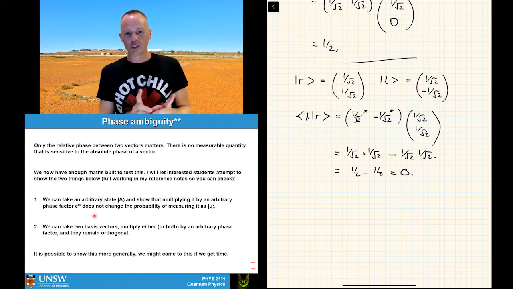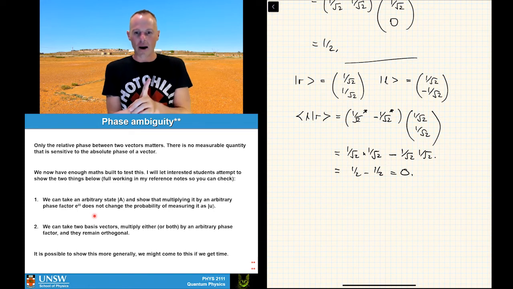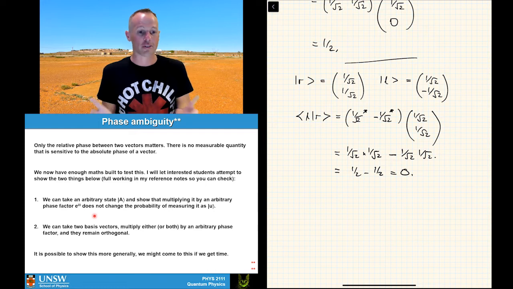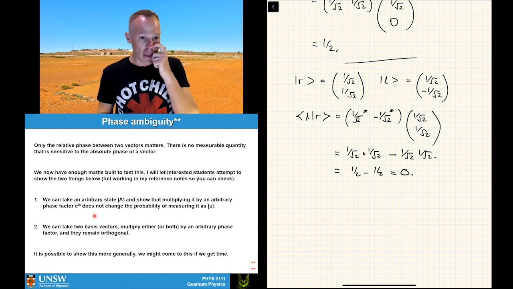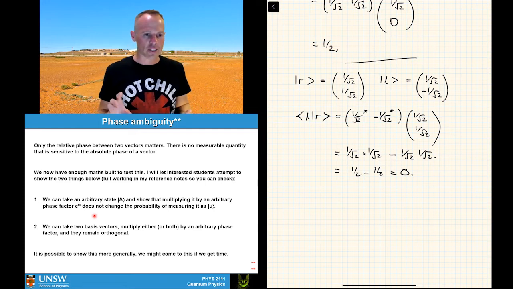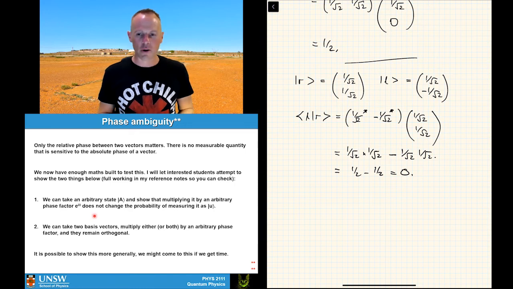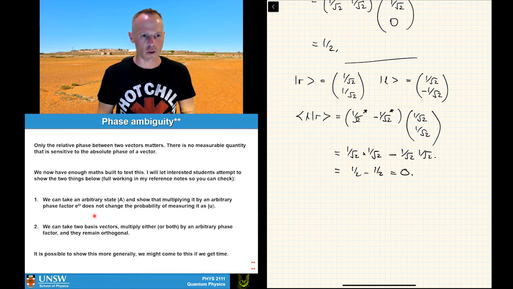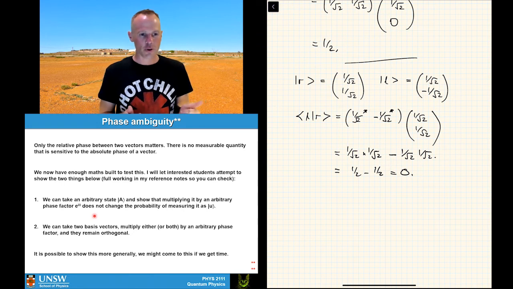And then the second one, what you can do is you can take 2 basis vectors and you can multiply them by an arbitrary phase factor and show that they still remain orthogonal, okay? Kind of an advanced point, so I don't want to go into it too much, but I know some students are always looking for a little bit extra to have a play with, and so I'll let you have a go with that, and if you want, you can discuss it with me separately outside of lectures. Okay, so that's the first point.